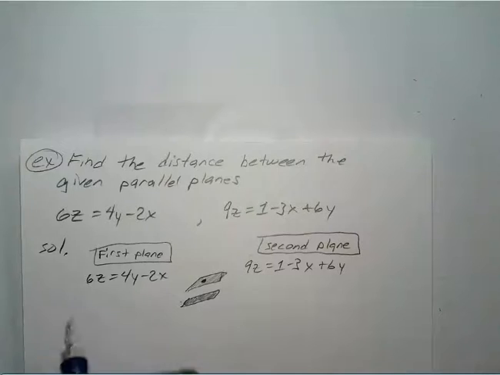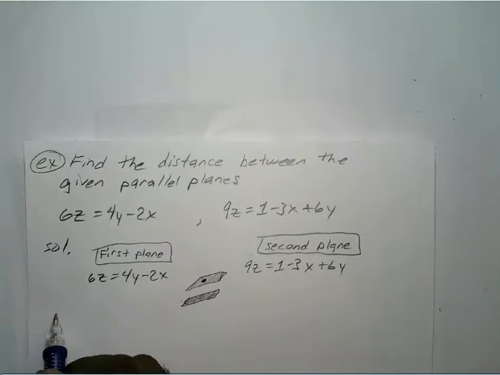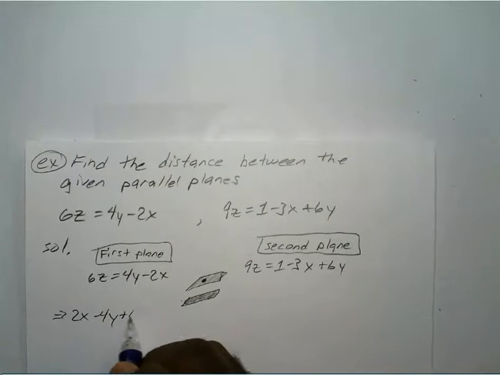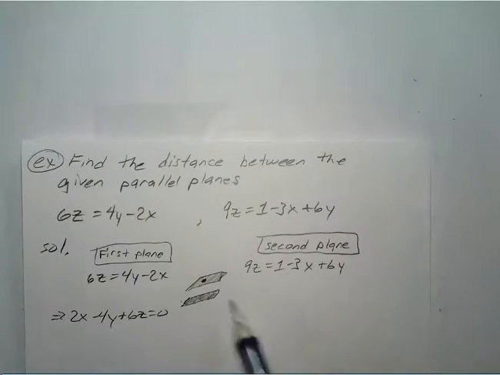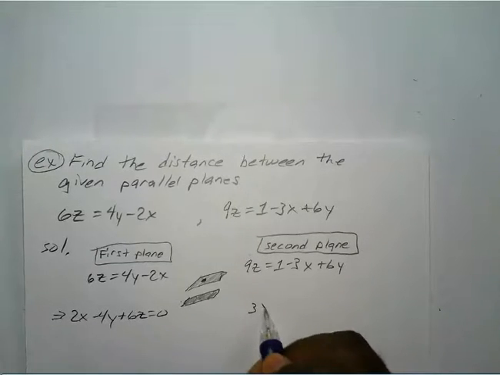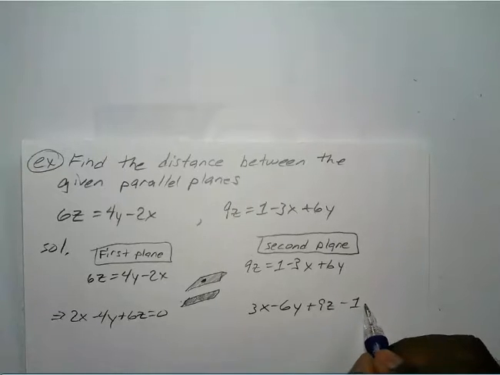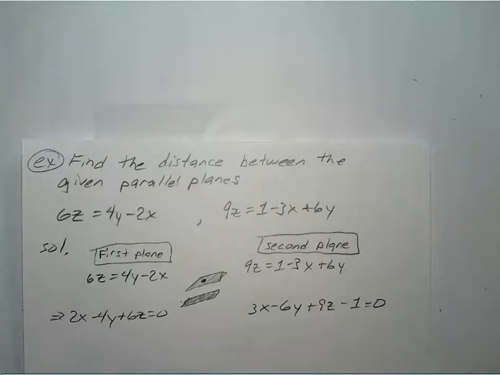Okay, so what we're going to do is bring everything over to one side. So we have 2x minus 4y plus 6z equals 0. And for this one we do the same thing, so we have 3x minus 6y plus 9z minus 1 equals 0. All we did was bring everything to one side. For the first plane, we have to find a dot: an x, a y, and a z we can plug in that would make it equal 0.